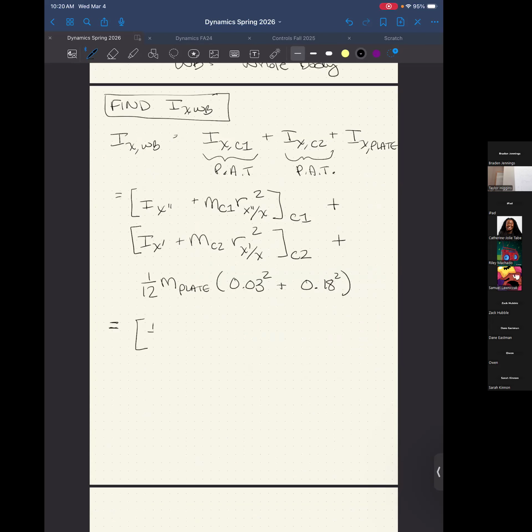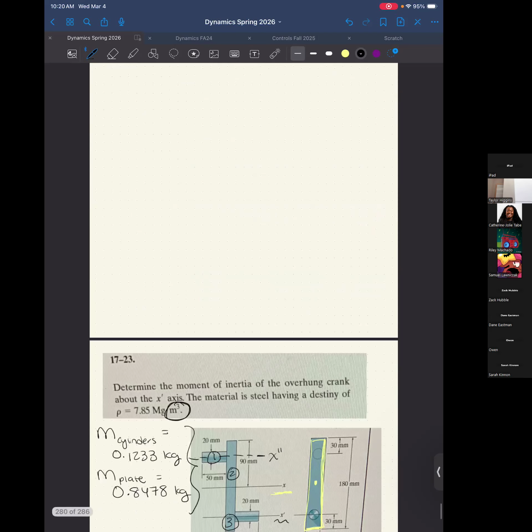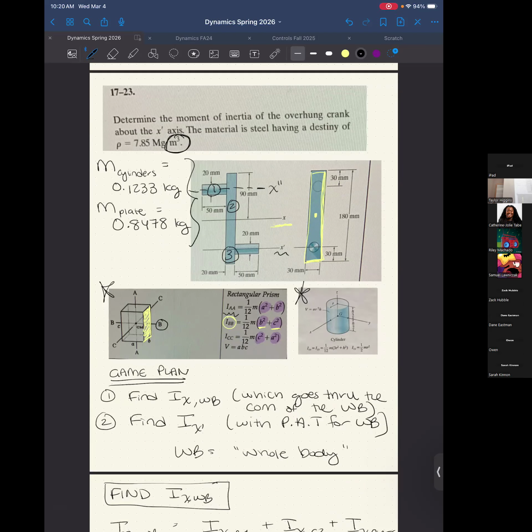Okay, so 1/2 M cylinder one times 0.01 squared. Plus, and then what is the distance between X double primed axis and X? 60. Yep, because it's over here, we see that the center of the first cylinder is 30 millimeters from the top. This whole distance is 90 minus the first 30 is 60 millimeters, so 0.06 meters.